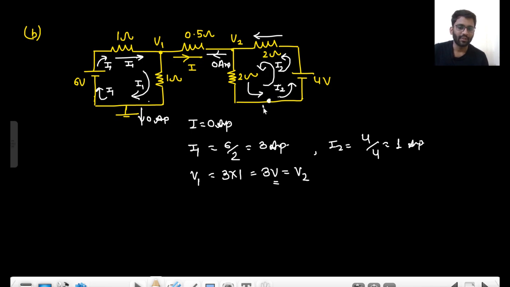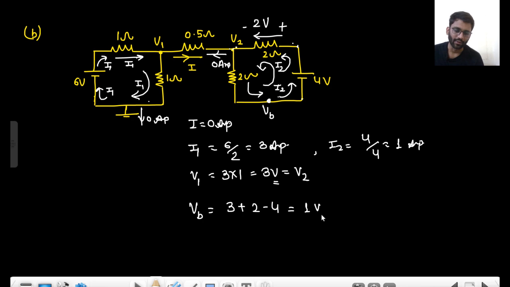What is the potential of this point? Let's just call it VB. Tell me what is the potential of this point? Because of 1 ampere current, there is a voltage drop of 2 volt here. So this potential is 3, right? 3 plus 2, 5. 5 minus 4, 1. So your VB is equal to 3 plus 2 minus 4, which is equal to 1 volt. Okay, so this is not ground. This is 1 volt. This is 0 volt. Understood this concept?